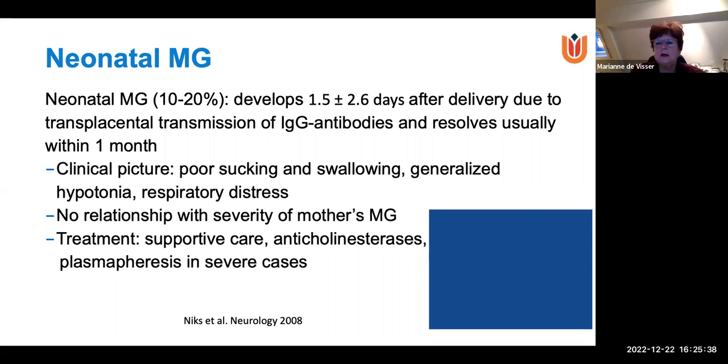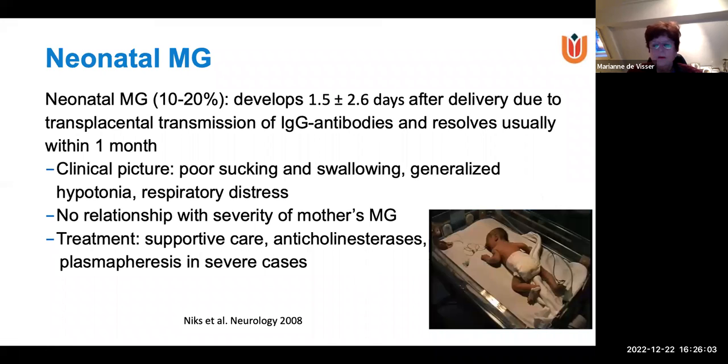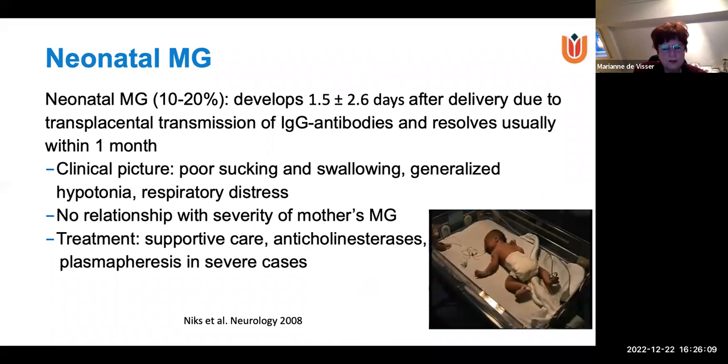And as you can see, there are several treatment measures. This is a video which was taken from the website of Neurology, from a paper by Erik Niks et al., who is a child neurologist in the Netherlands in Leiden. And he shows the neurological examination on day 3 of a boy who was the son of a patient with generalized myasthenia gravis, which was well under control with medication.